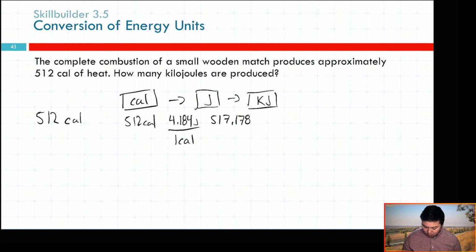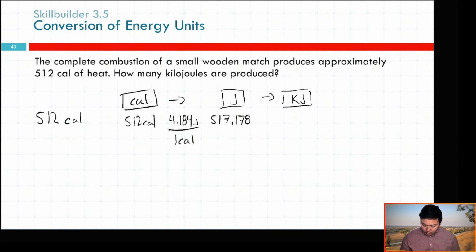Let me grab this guy. We'll move him over. And now we're in joules. To go from joules to kilojoules, I think you added that. Are we supposed to multiply? Yeah, you're right. Just hitting the wrong buttons on my calculator. Thank you. Right.